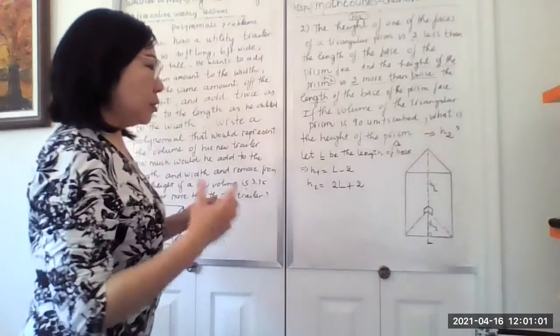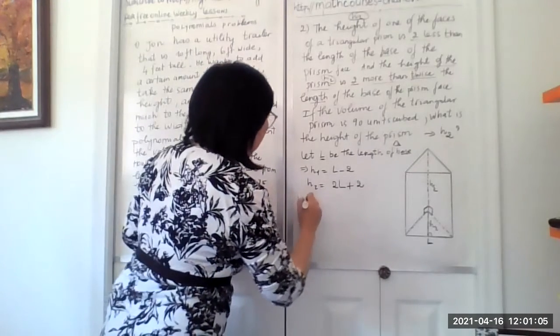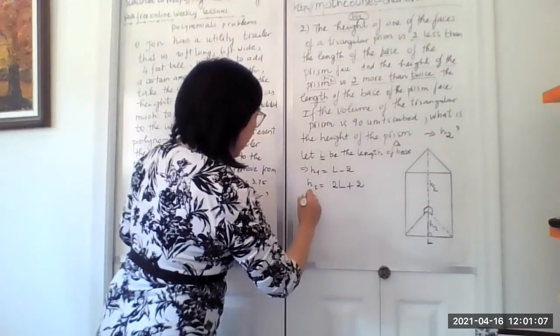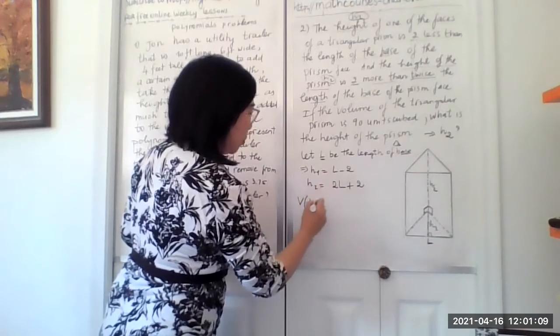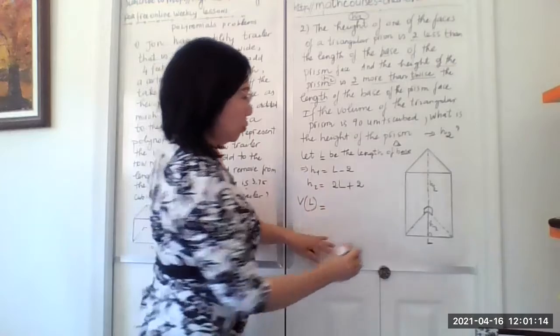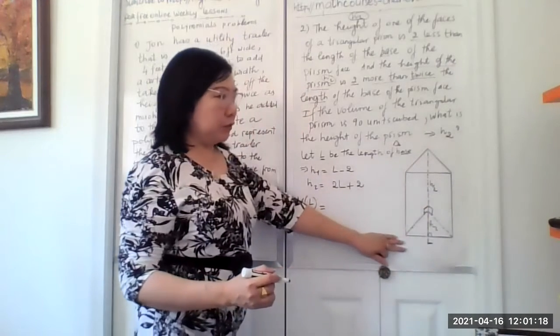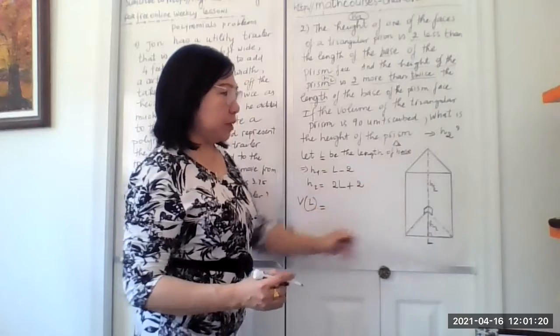In order to establish the function, we will say volume of X or L. In here, we use the variable L. So I say volume of L will be equal. We have to relate it back to the volume formula of a triangular prism.